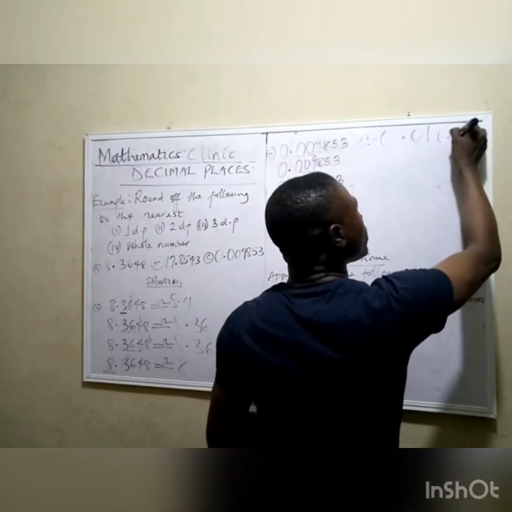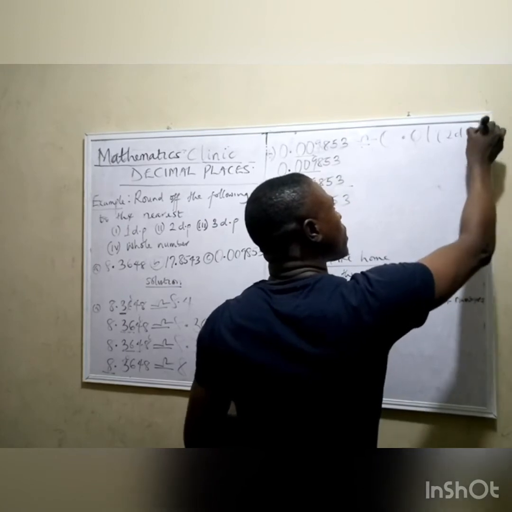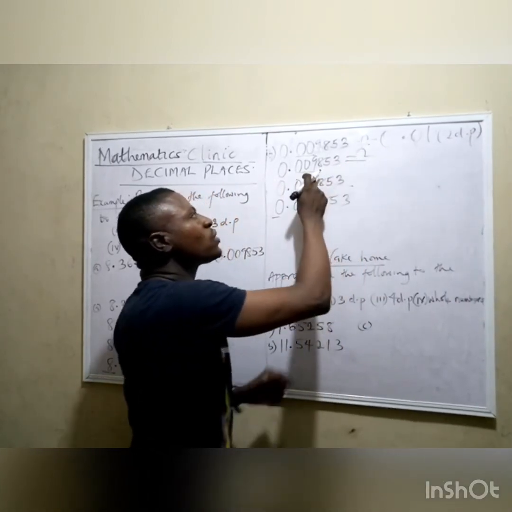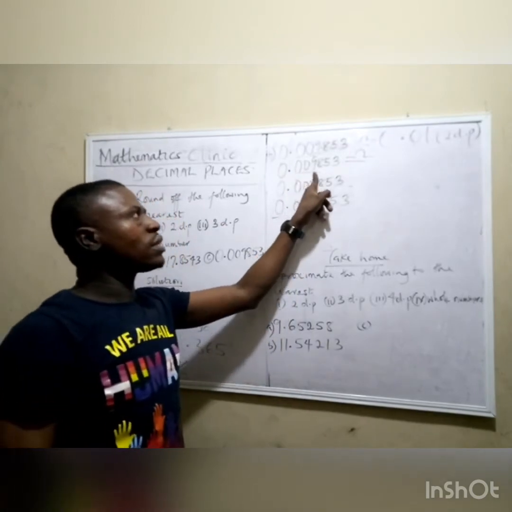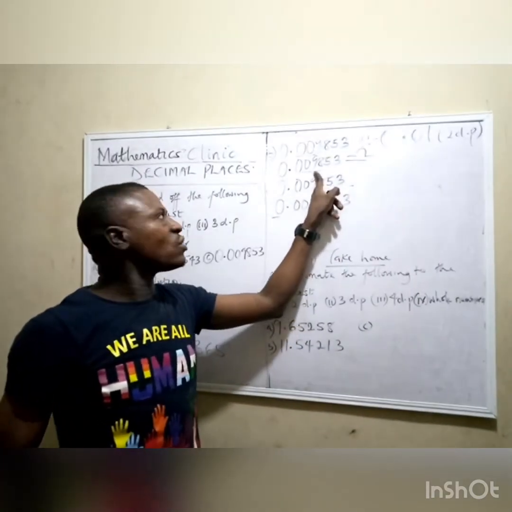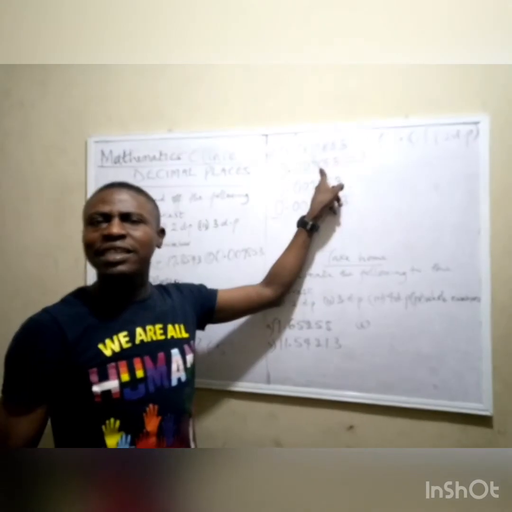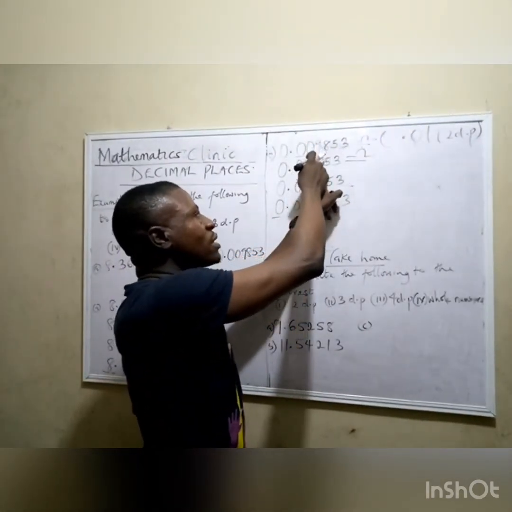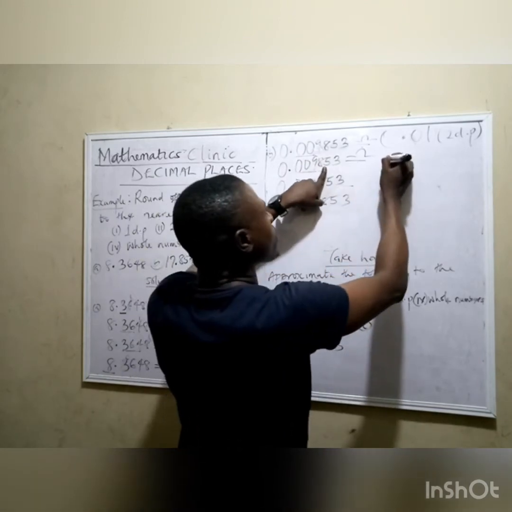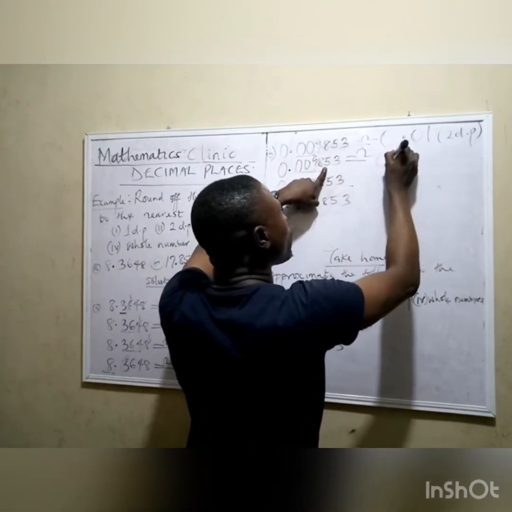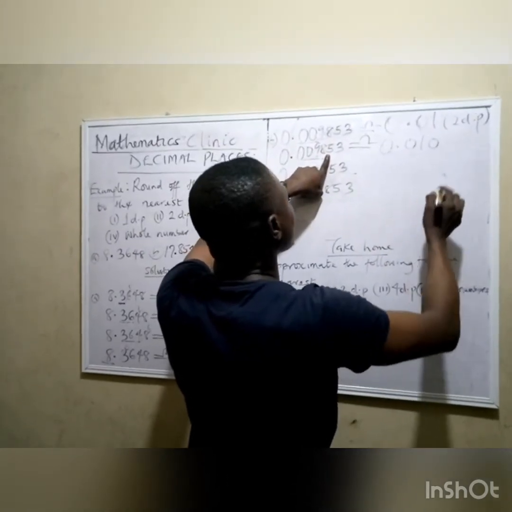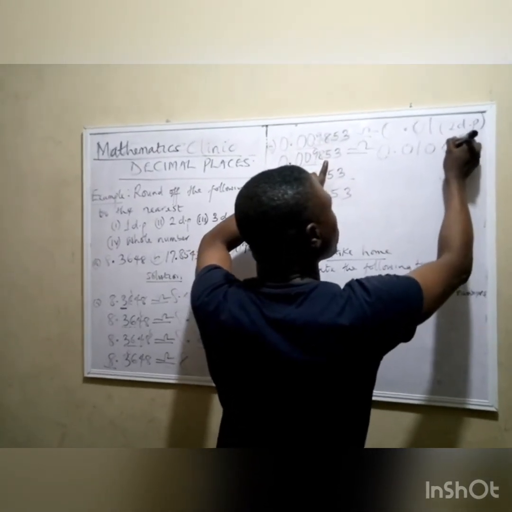Let me write it. Two decimal places. Now, approximately equal to three decimal places: 1, 2, 3. Consider the fourth digit, which is 8. 8 is round up. You turn it to 0 and add one to the previous place. That will give us 10. That's 0.010. That's three decimal places.